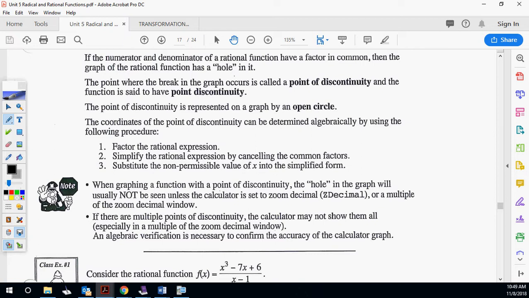Okay, if there's multiple points of discontinuity, the calculator may not show them all, especially in the zoom decimal window, because what it does, it zeroes in on one at a time. So you may have to kind of adjust and actually just know what you're doing in terms of graphing, not fully rely on your calculator is kind of the short answer there.